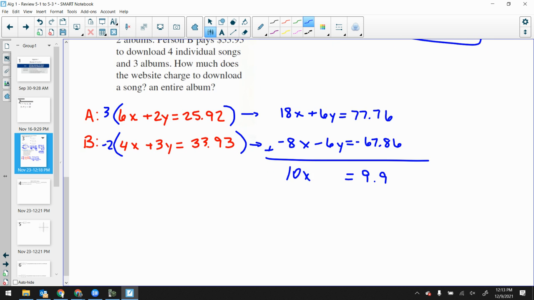Now, I divide by 10, which is essentially just moving the decimal point, 0.99. Which tells me that it's 99 cents per x value, per song.